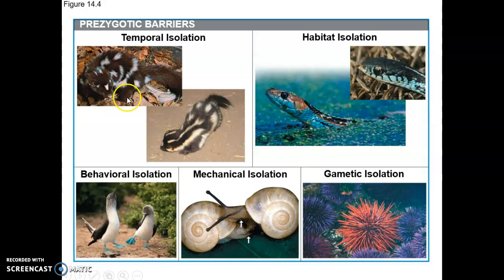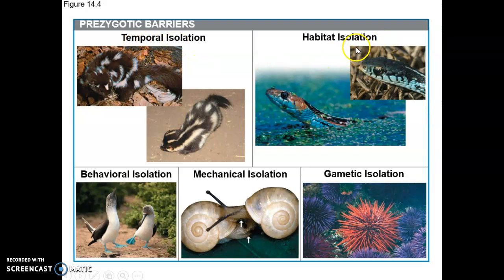For example, the females in one population might become receptive for mating at a different time than another group of organisms. This occurs with numerous separate species in nature that could potentially interbreed, but they don't because there's a temporal barrier between when they would normally be able to mate. Okay, so a time barrier in a way.